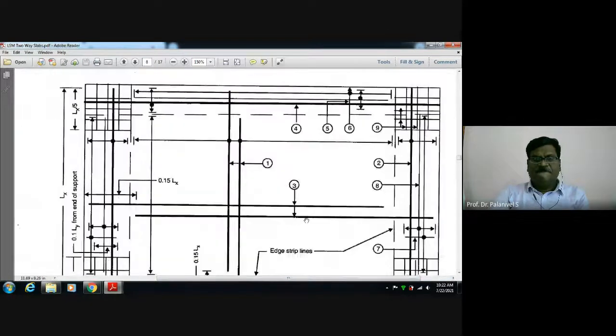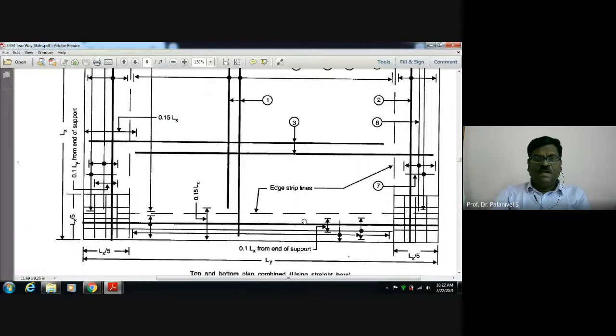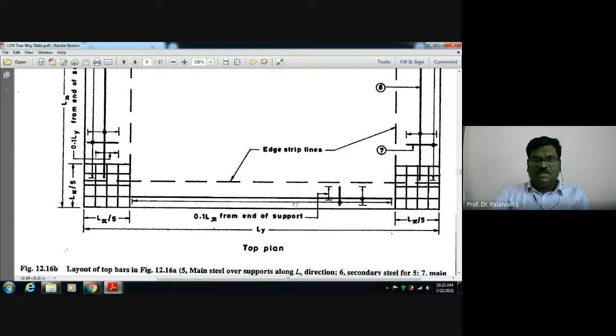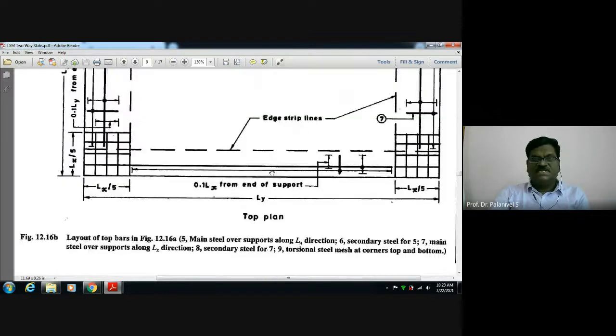See here, how to provide it, right? Reinforcement drawing for two-way restrained slabs. Is it top and bottom plan combined using straight bars? This is the bottom one. Top and bottom plan combined is written. And here is one top plan. This top plan is here.